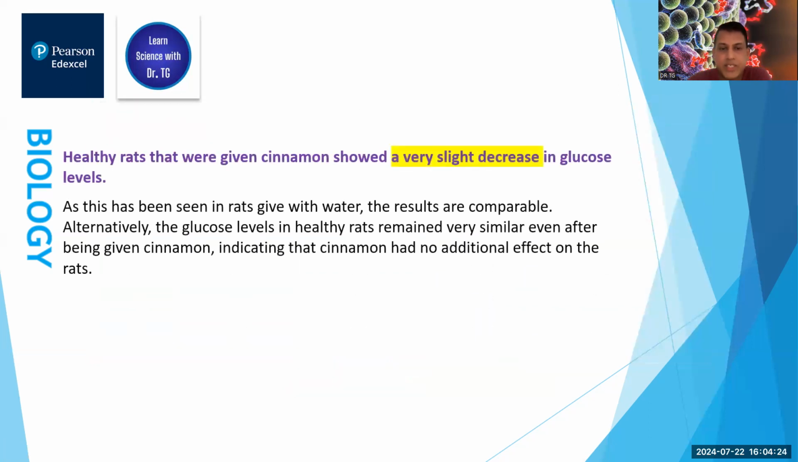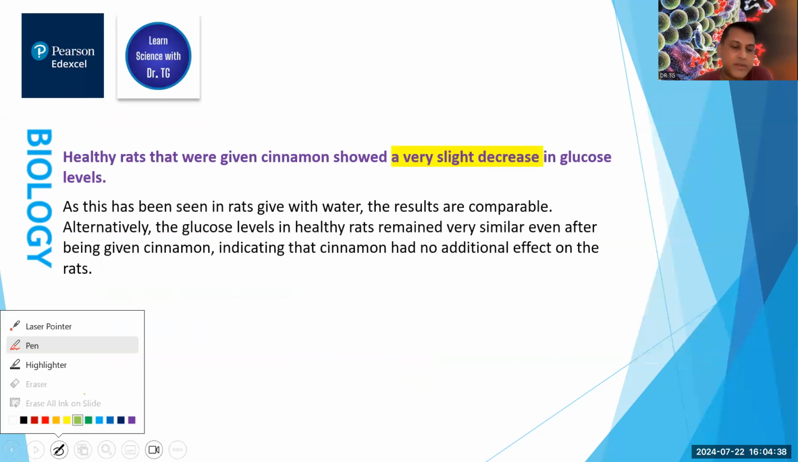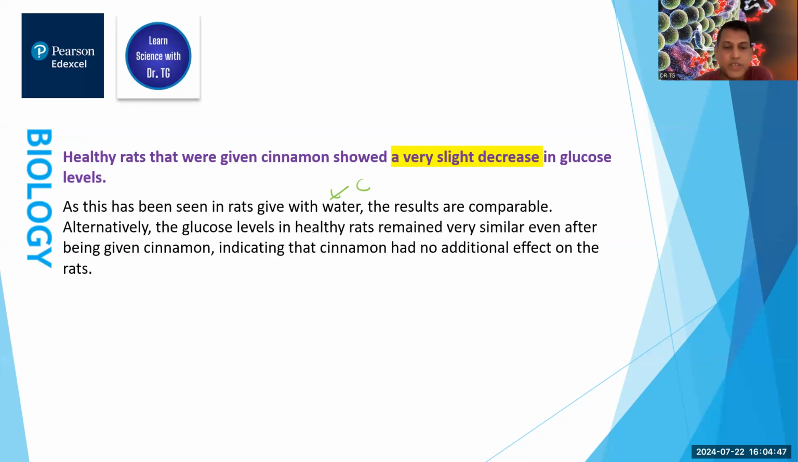Healthy rats that were given cinnamon extract showed a very slight decrease in glucose level. This has also been seen in rats given water. So here again, I use a comparison of the two groups, water and cinnamon extract. So this is the comparison. The results are comparable. Alternatively, the glucose level in healthy rats remained very similar even after being given cinnamon, indicating that cinnamon had no additional effect on rats. So let's go to the third group now.